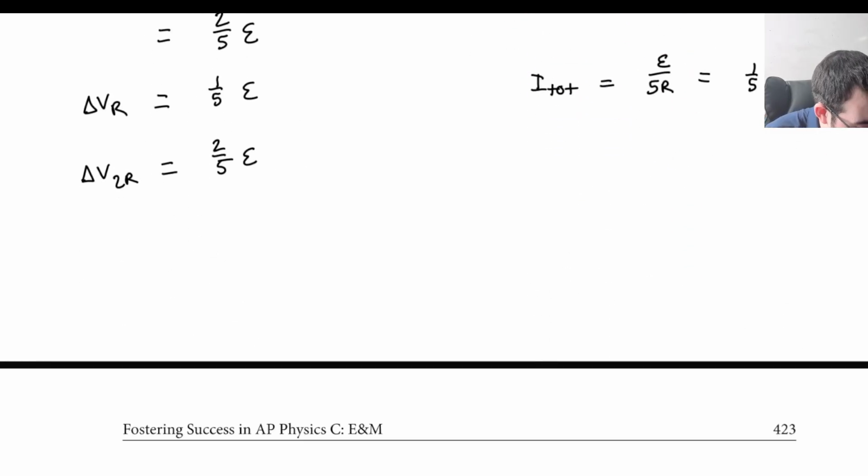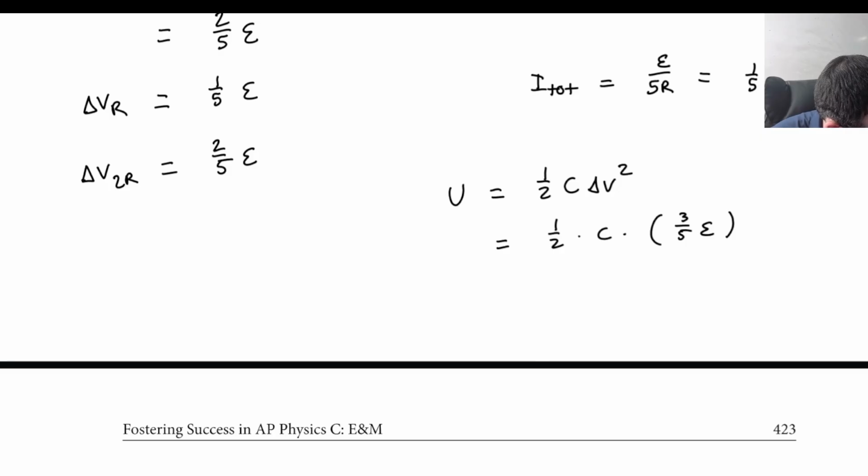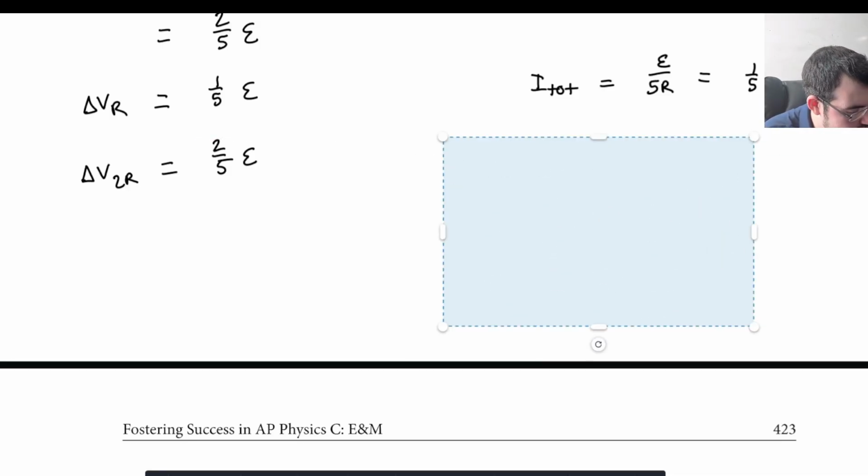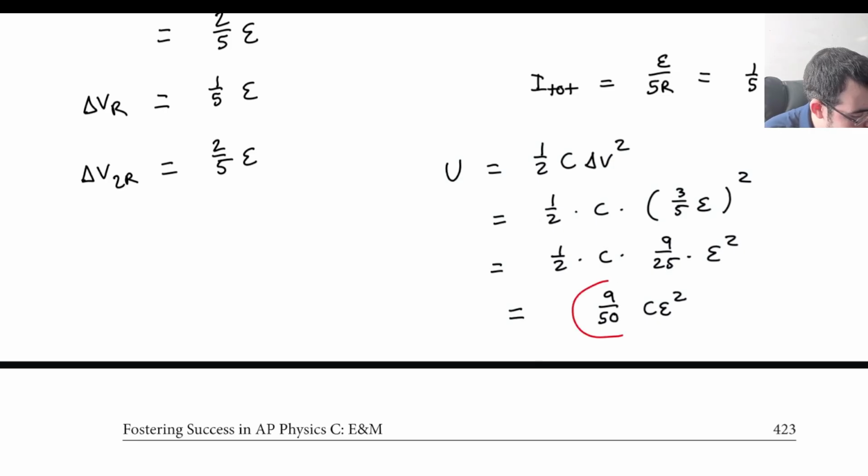So we're still not done because now we can just plug in and we can say that U is equal to 1/2 times C times delta V squared, which is 1/2 times C times 3/5 epsilon quantity squared, which is 1/2 times C times 9/25 times epsilon squared, which is half of 25 is 50. So we get 9/50ths C epsilon squared. So that's not easy. A lot of steps going on there.